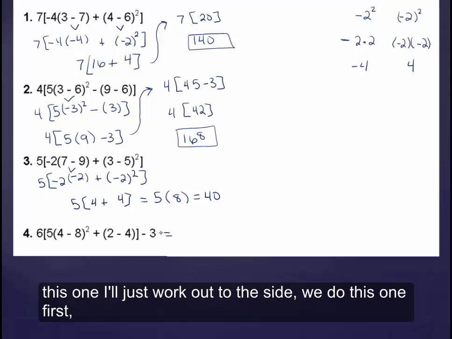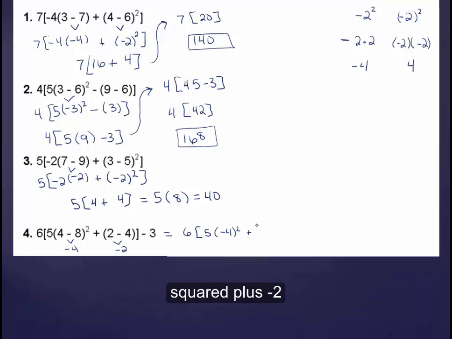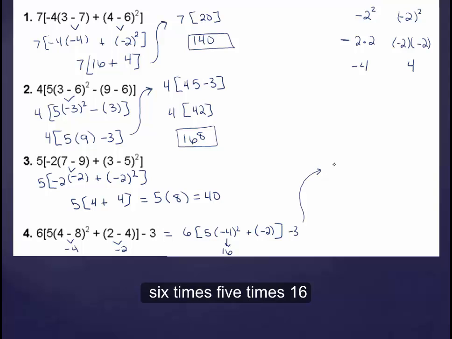And this one I'll just work out to the side. I'm going to do this one first, and then this one. So I'll have 6 bracket 5 parenthesis negative 4 squared plus negative 2 bracket minus 3. This is next, which gives me positive 16. Come up this way so I have room, sorry.